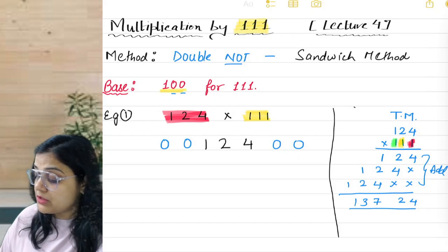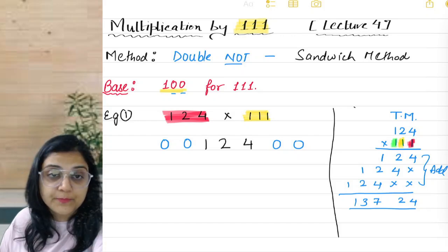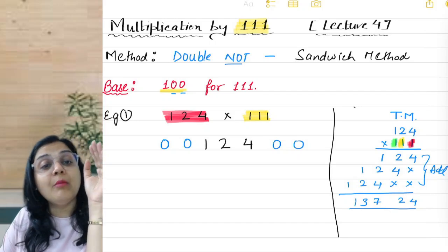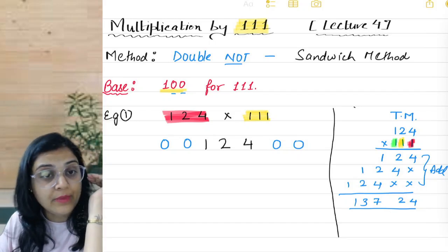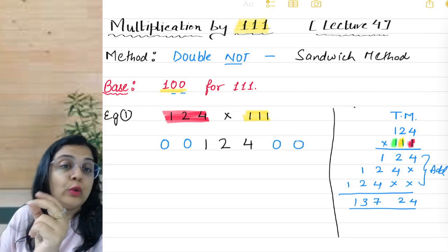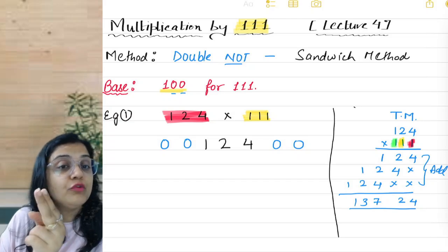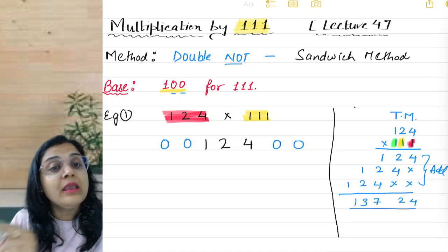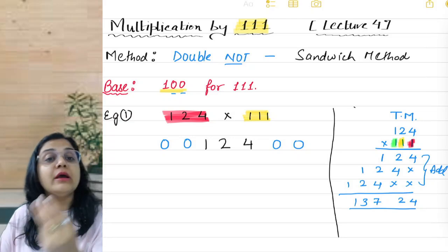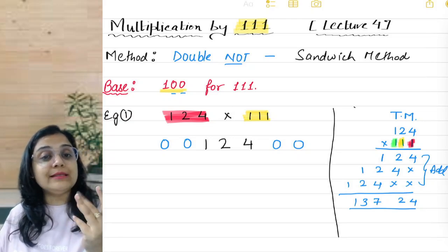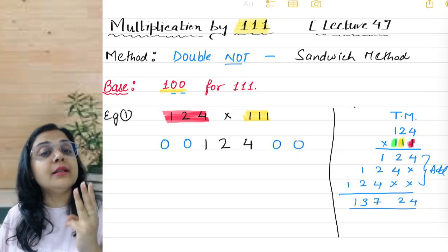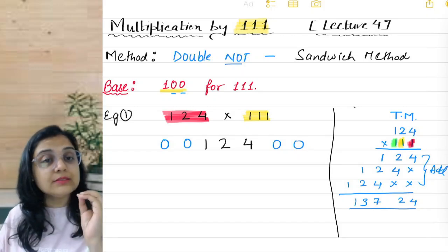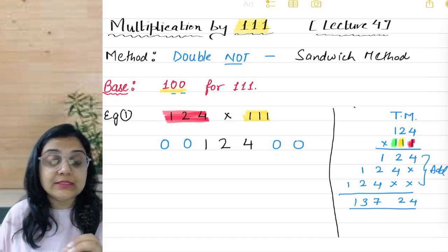I have sandwiched the given number between two knots. Now just recall, when we had a multiplication with 11, there were 2 digits in 11, unit place and tens place. So we were adding 2 consecutive digits at a time. Here in 111, we have 3 digits, ones, tens and hundreds. So we will add 3 consecutive digits at a time. It is that simple.